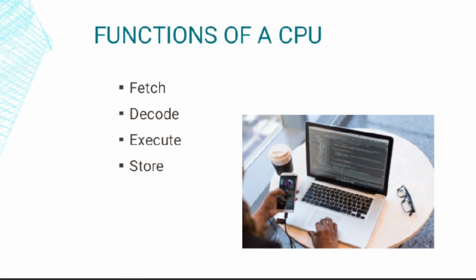Functions of a CPU. The CPU follows a continuous cycle known as the fetch, decode, execute cycle. First, it fetches an instruction from memory. Then it decodes the instruction to understand what needs to be done. Next, it executes the instruction. Finally, it stores the result. This cycle repeats continuously while the computer is running.